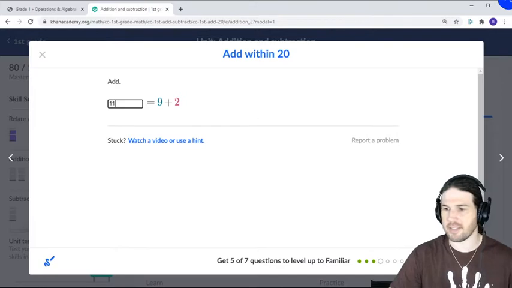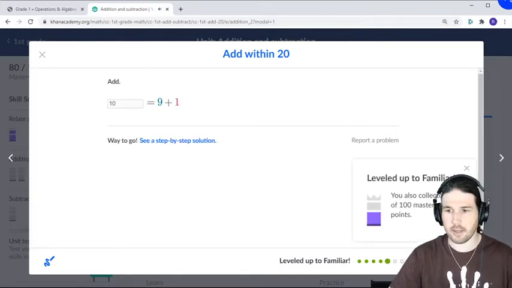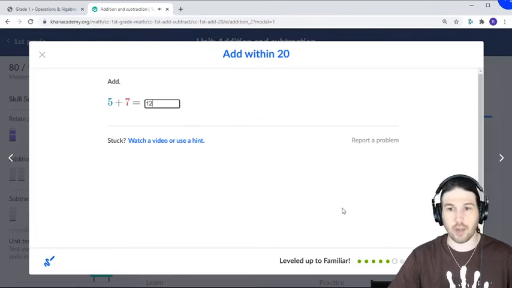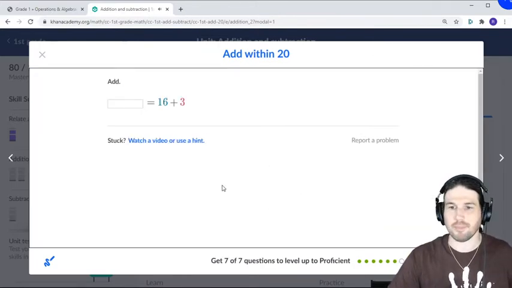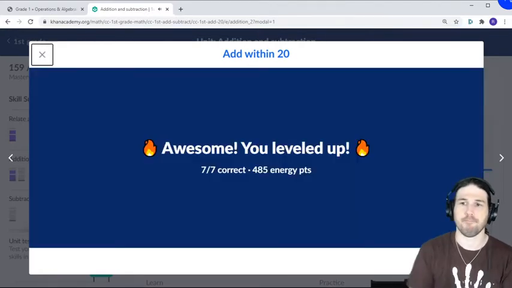9 plus 2 is 11. Let's go through this really fast. 9 plus 1 is 10. 5 plus 7 is 12. See, I didn't get it wrong that time. 16 plus 3 is 19. Moving on.